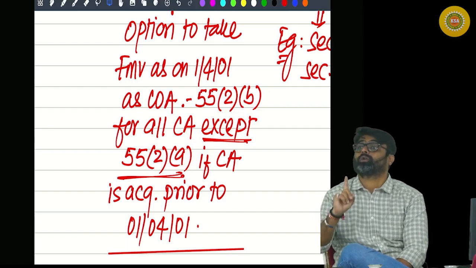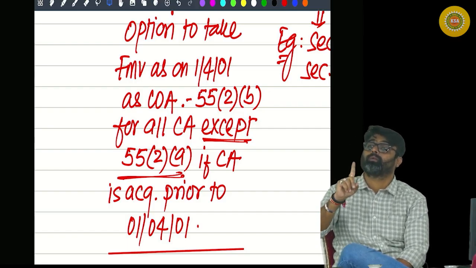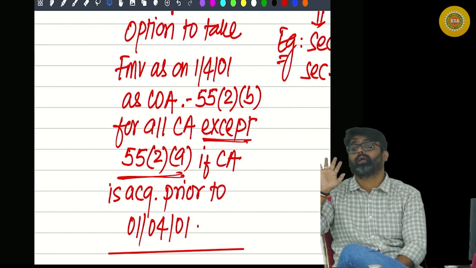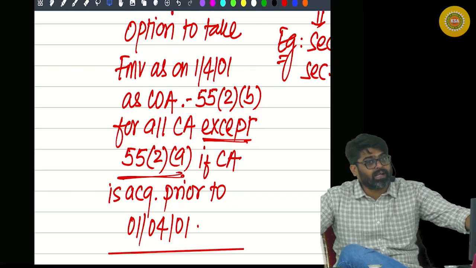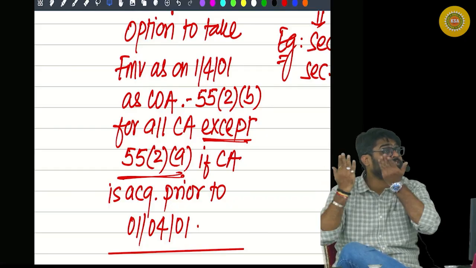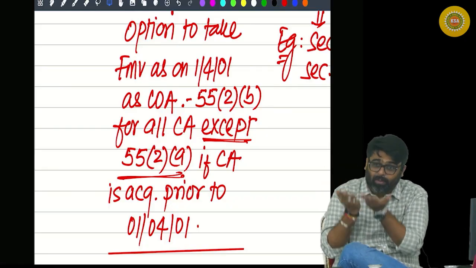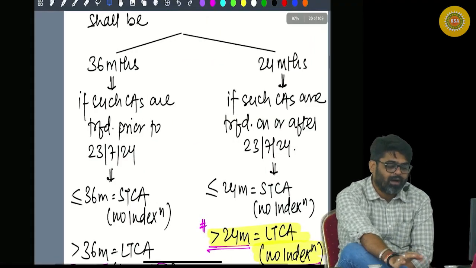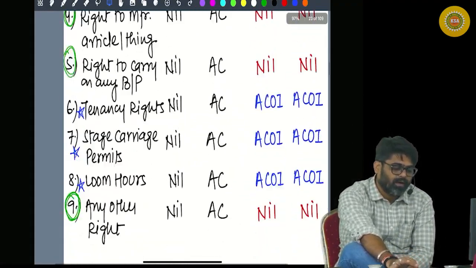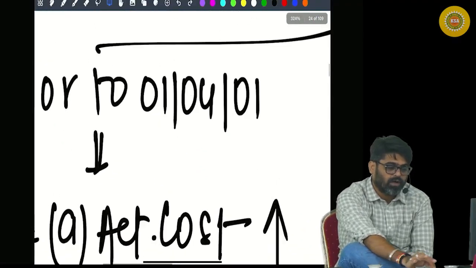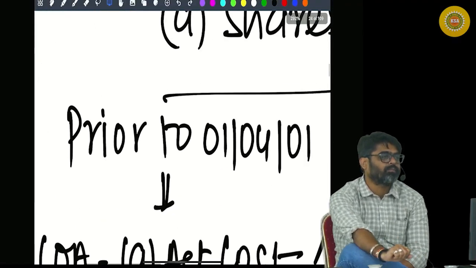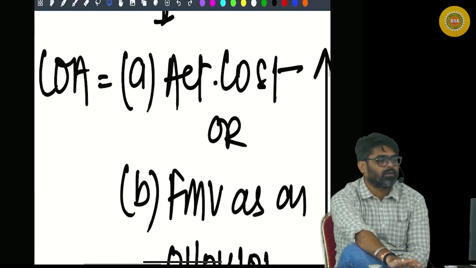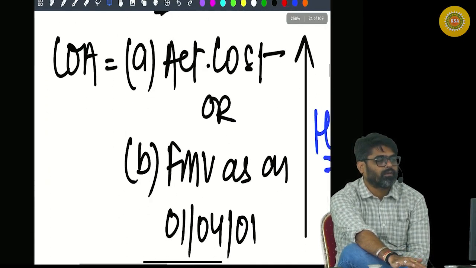This option is not available only in one case, 55(2)(a). Every other asset, every other case, this option is available. So now tell me, are these shares acquired prior to 1st April 2001? What will be the cost of acquisition? Actual cost or fair market value as on 1st April 2001, whichever is higher.